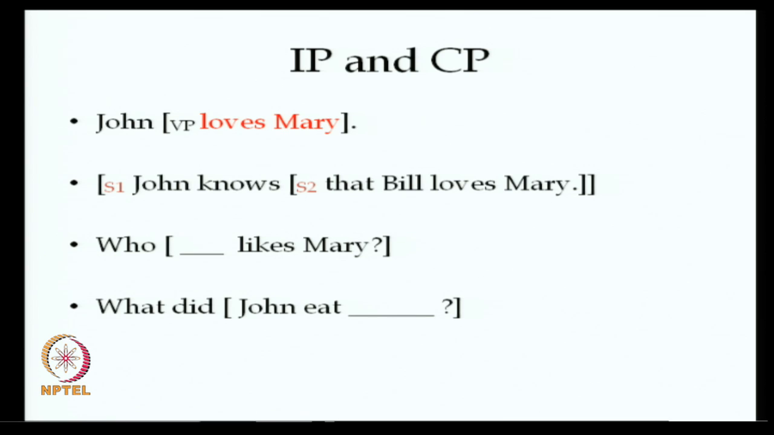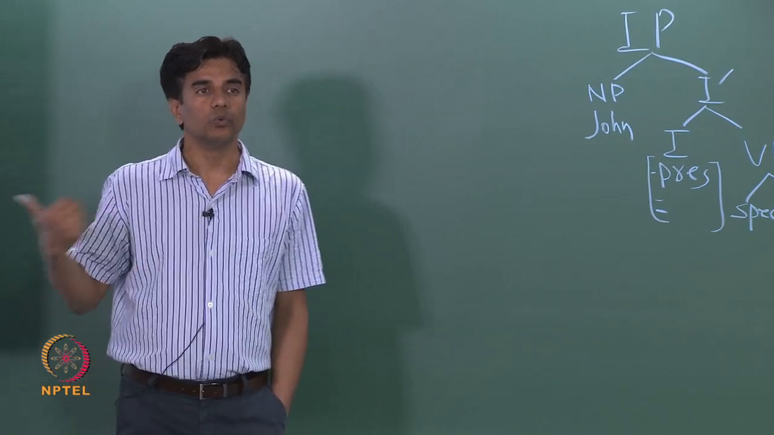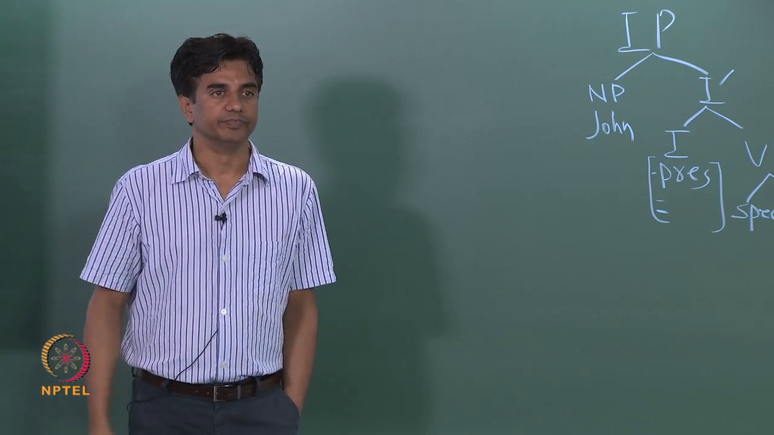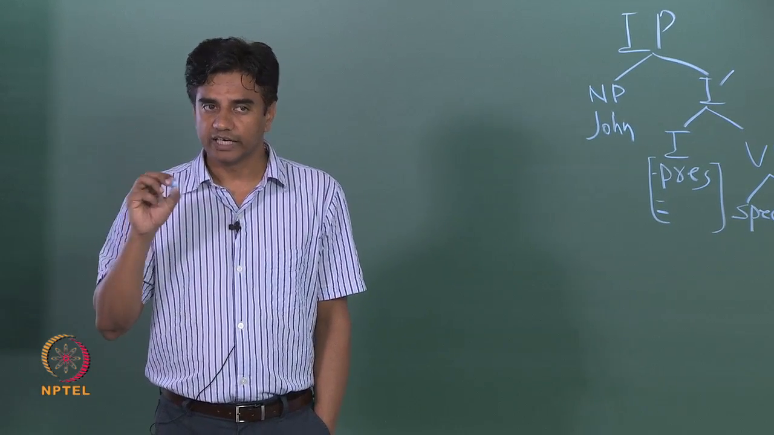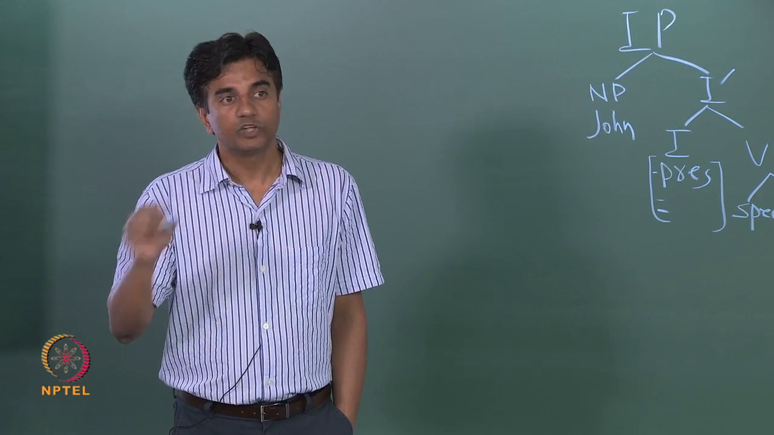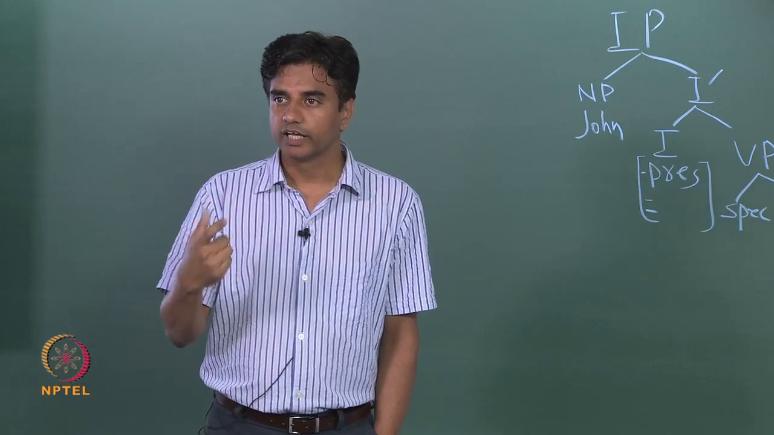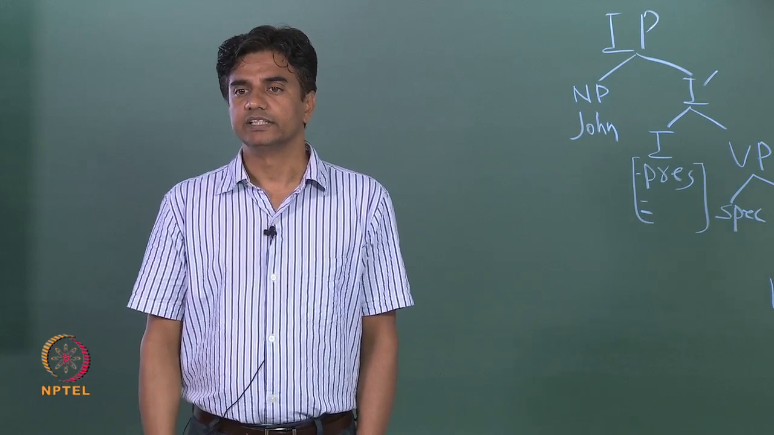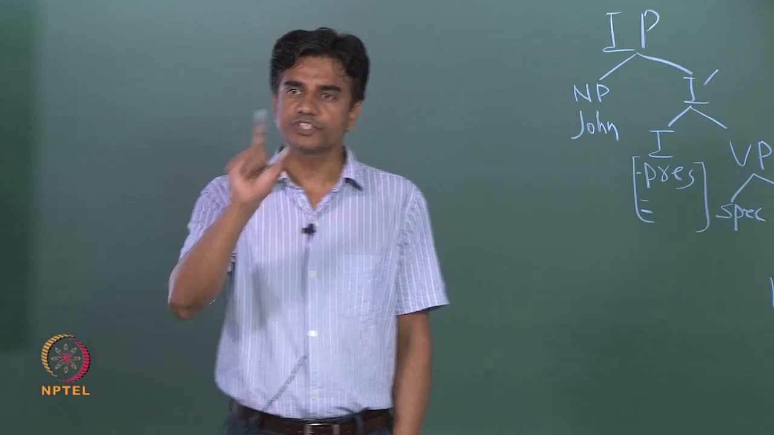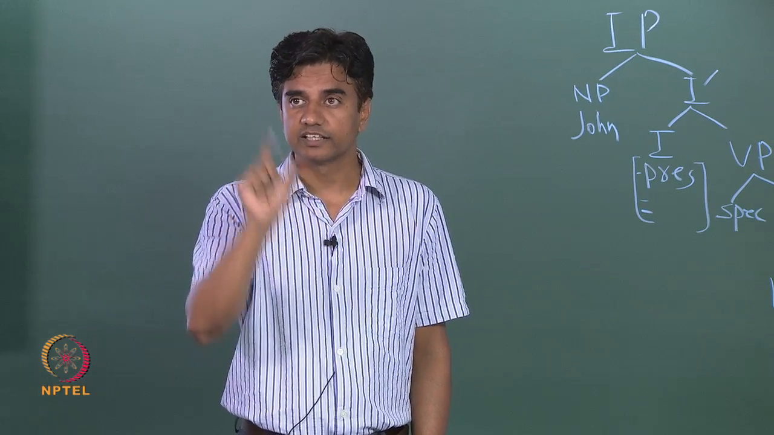Who likes Mary? This is a question sentence, right? Let me put it this way. In this sentence, the word who is not really part of an IP, because it is not the subject of the sentence. It is a question word which questions the subject, not the subject itself. Do you see this part? This will become a little bit clearer when you look at the second sentence. What did John eat? What did this question word question in this sentence? What did the word what question in the last sentence?